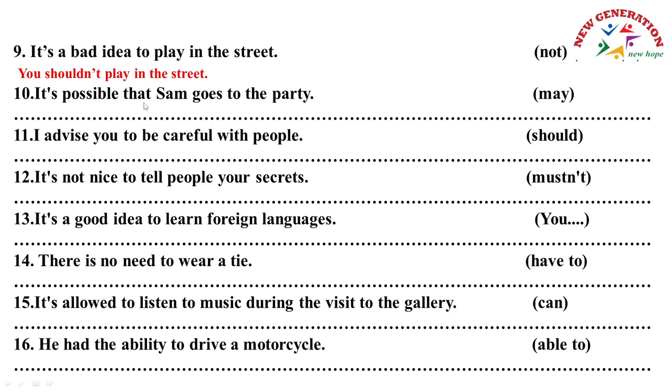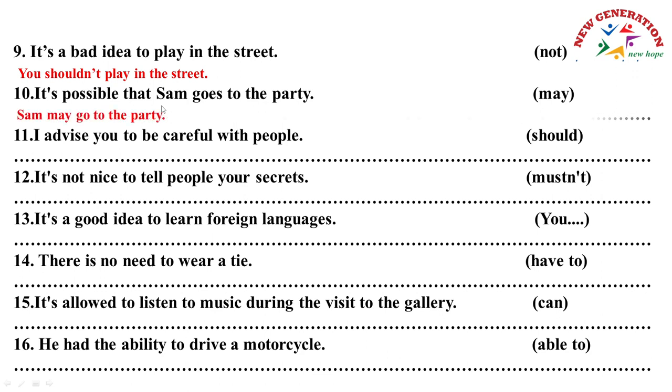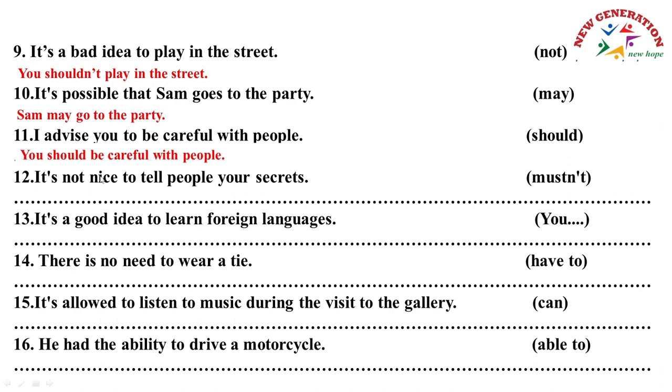It's possible. Now we are showing possibility, something that may happen. Sam may go to the party. This shows high possibility. It's more likely that he or she is going to the party. If it's a low possibility, I would use might instead of may. I advise you, very simple, you should be careful with people. It's not nice to tell people your secrets, and use mustn't.